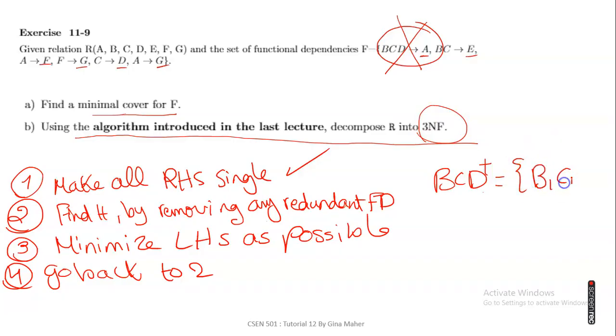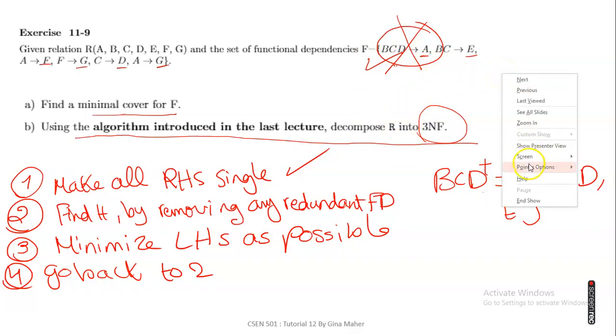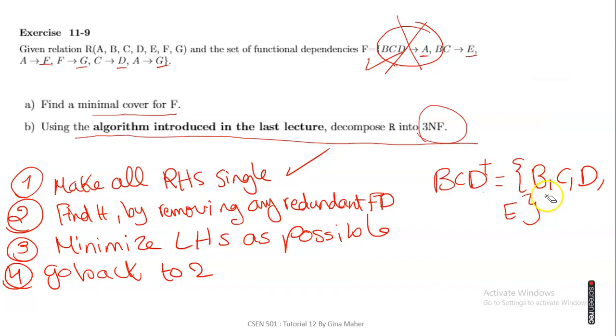We will have B, C, D. BC implies E, BC are found, so E will be added. A is not there, so F is not added. F is not there, so it's not added. C implies D, they are already there. A is not there, so it's not added. So in BCD, we will not find A, which means that this dependency is needed and it's not a redundant one. Okay? So now, after checking the closure, we will not find that we will have A if we removed this one. So this one is not a redundant one. Let's move forward.